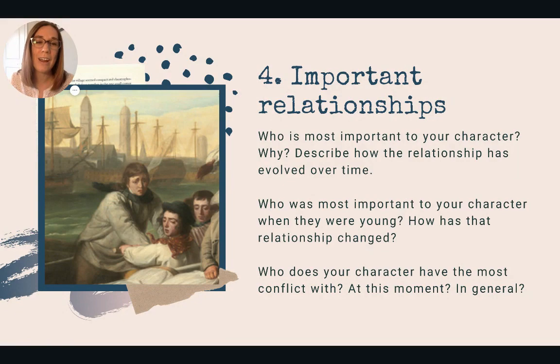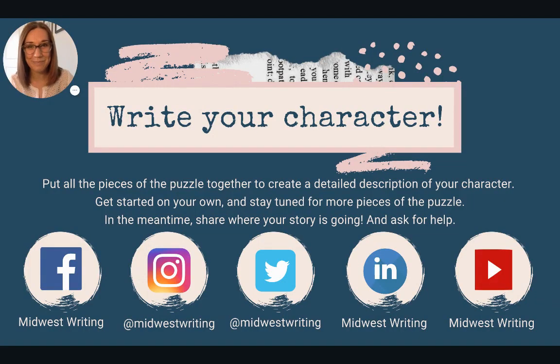And who does your character have the most conflict with? Who does your character have the most conflict with right now in this particular moment with the shark in the water? And it doesn't necessarily have to be the shark. Your character might be one of these three folks sitting on the side of the boat, and they're in serious conflict with each other. And that might be the greatest conflict going on with that character right now. But in general, too, who does your character have the most conflict with? Where does the tension arise in your character's life?